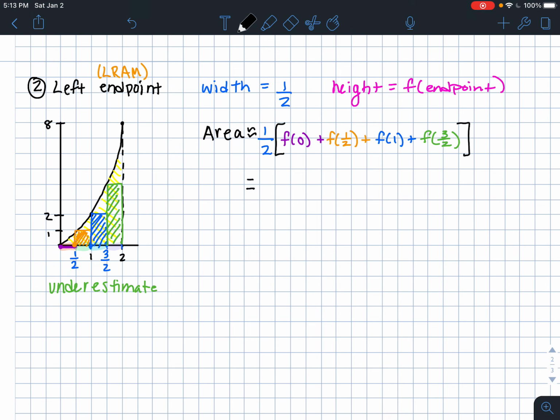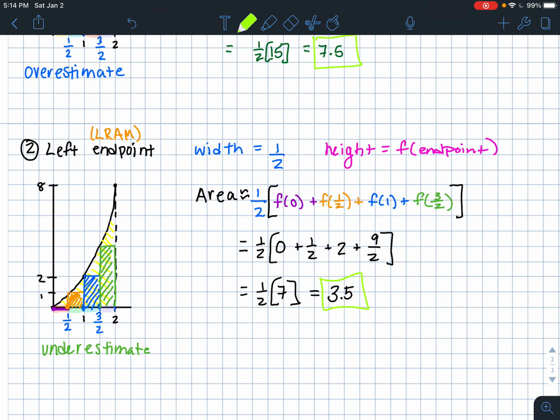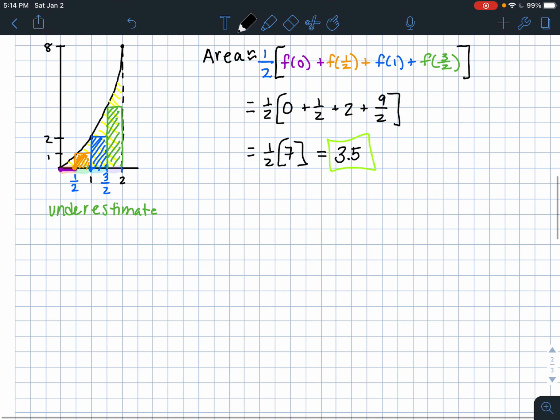So now that I have that it's approximately equal to that formula, I'm going to simplify the formula, which is why I can switch over to an equal sign. So again, I'm going to leave the 1/2 factored out. F of 0 is 0. F of 1/2 is 1/2. F of 1 is 2, and f of 3/2 is 9/2. Okay, so 9/2 plus 1/2 is 10/2, which is 5. 5 plus 2 is 7. So we get 1/2 times 7, which is 3.5. So we have an underestimate at 3.5. So the overestimate was 7.5, the underestimate is 3.5. So it's somewhere in between those two numbers.